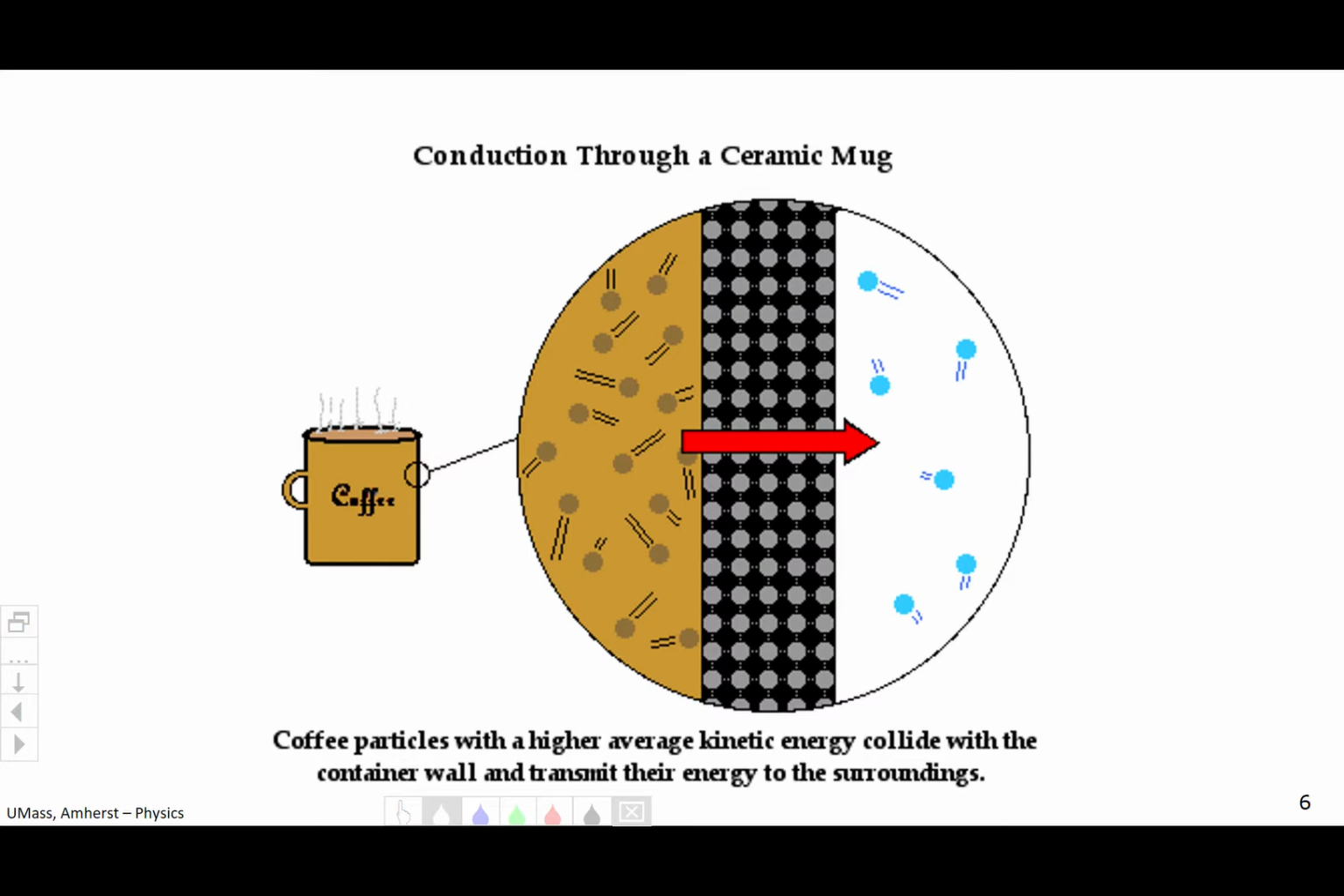So the wall of the mug is made of a ceramic. When this one hits, it's going to move this molecule, which is going to move this one, and this one, and this one, and this one. And eventually, this outside one is going to excite a molecule of air, and that's going to shoot off and have more kinetic energy than it did before. So the transmission of energy is what allows things to come to thermal equilibrium.